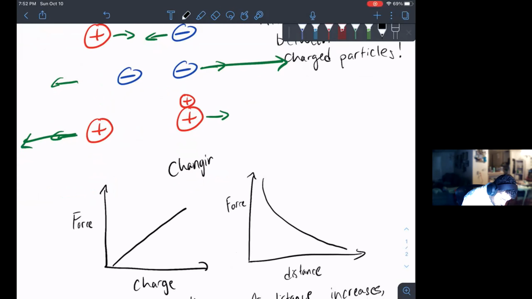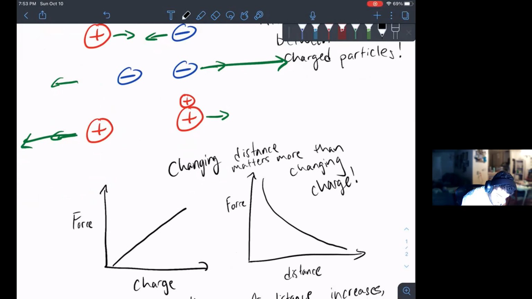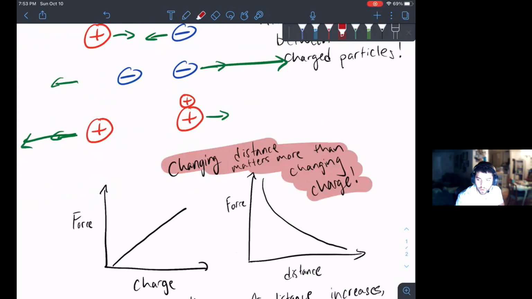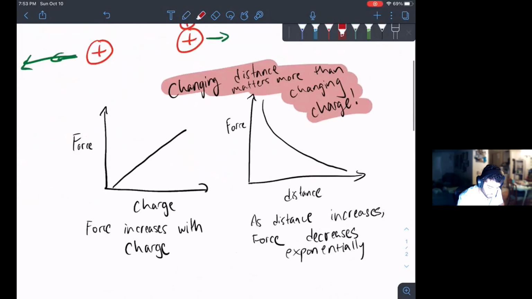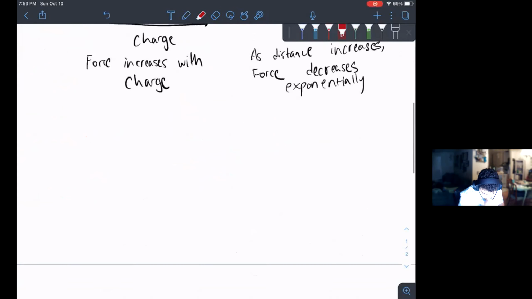So changing distance matters more than changing charge. And this point is going to come back. It's going to come back over and over throughout our periodic trends. So that's everything we need to know about Coulombic forces.